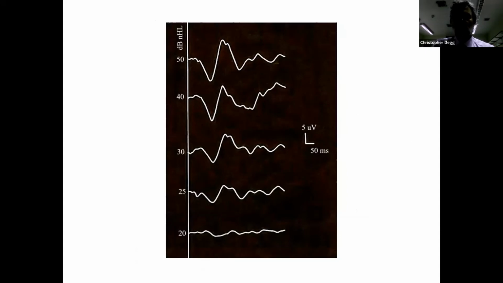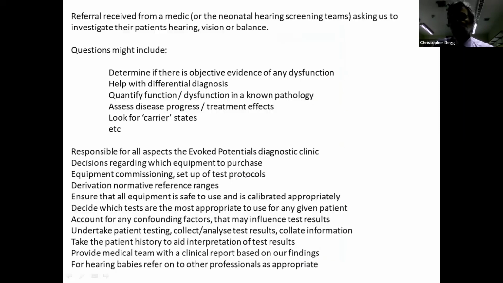And we've got an example there. So going in with 50 decibels, we get a response, and we keep turning it down until the response disappears. And we're looking at the lowest sound level where we can get a reliable, repeatable response from the brain. So that's hearing.